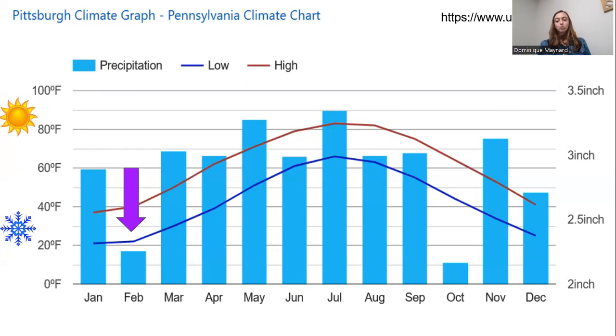Yes, there's a lot less precipitation. So instead of about 3 inches, we go down to around 2 inches, maybe between 2 and 2.5 inches of precipitation. So a lot less in February there.